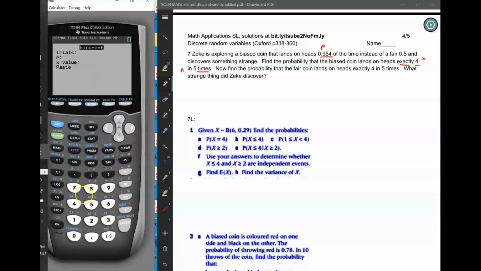So it would be 5, and p would be 0.964. And the x value would be 4. And we're doing PDF because it's exactly. And so the result is 0.155.